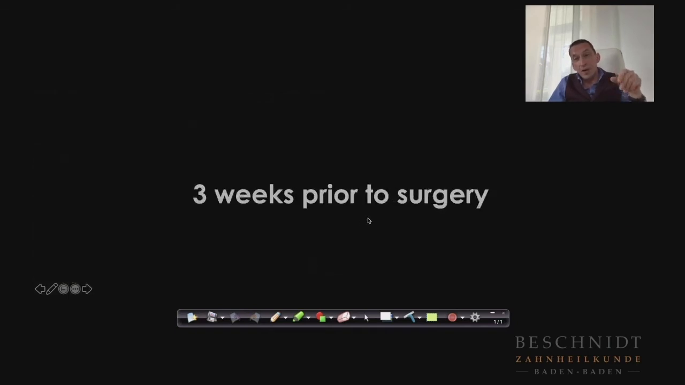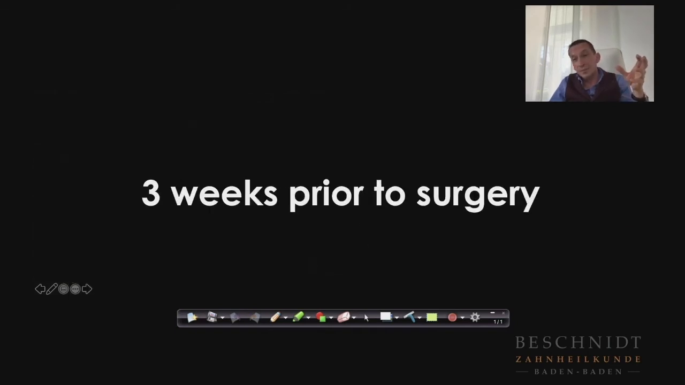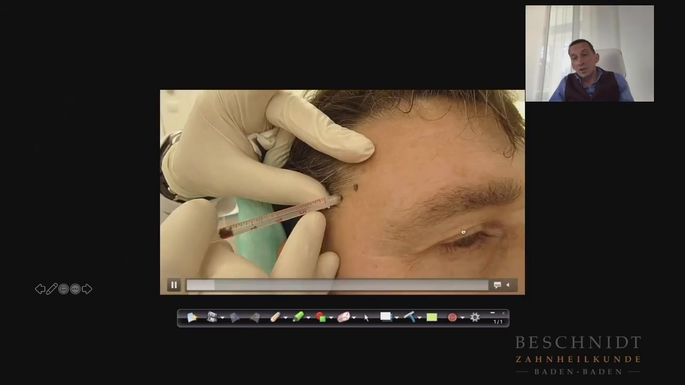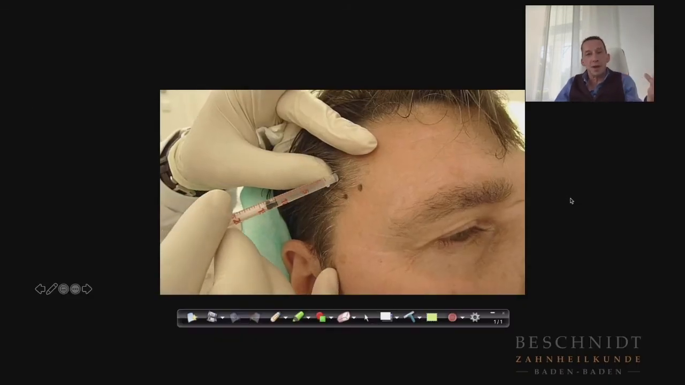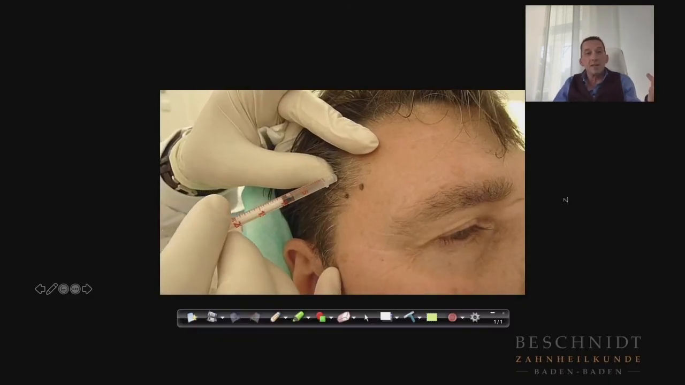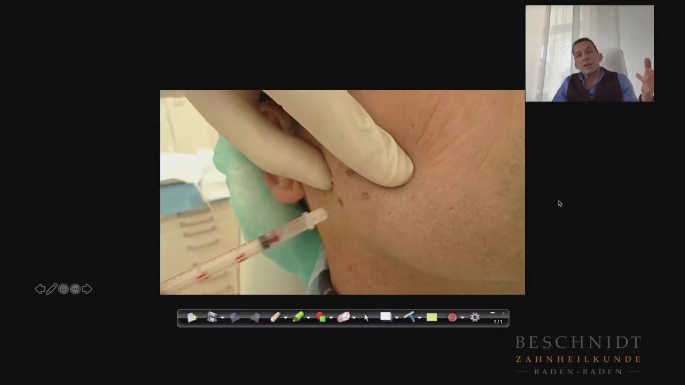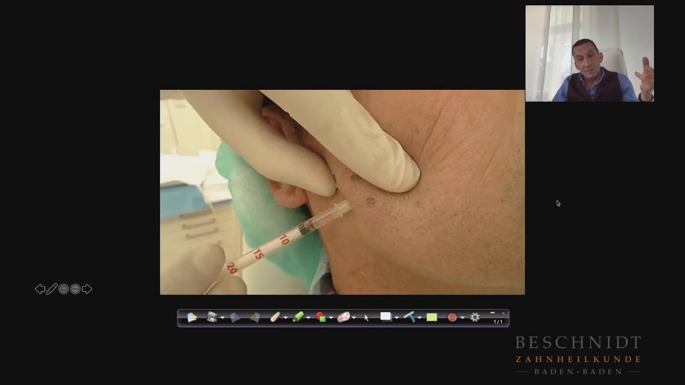And 3 weeks prior to surgery, we do the Botox injections. So with these Botox injections, I reduce the maximum chewing forces, even in patients with only implant restorations.